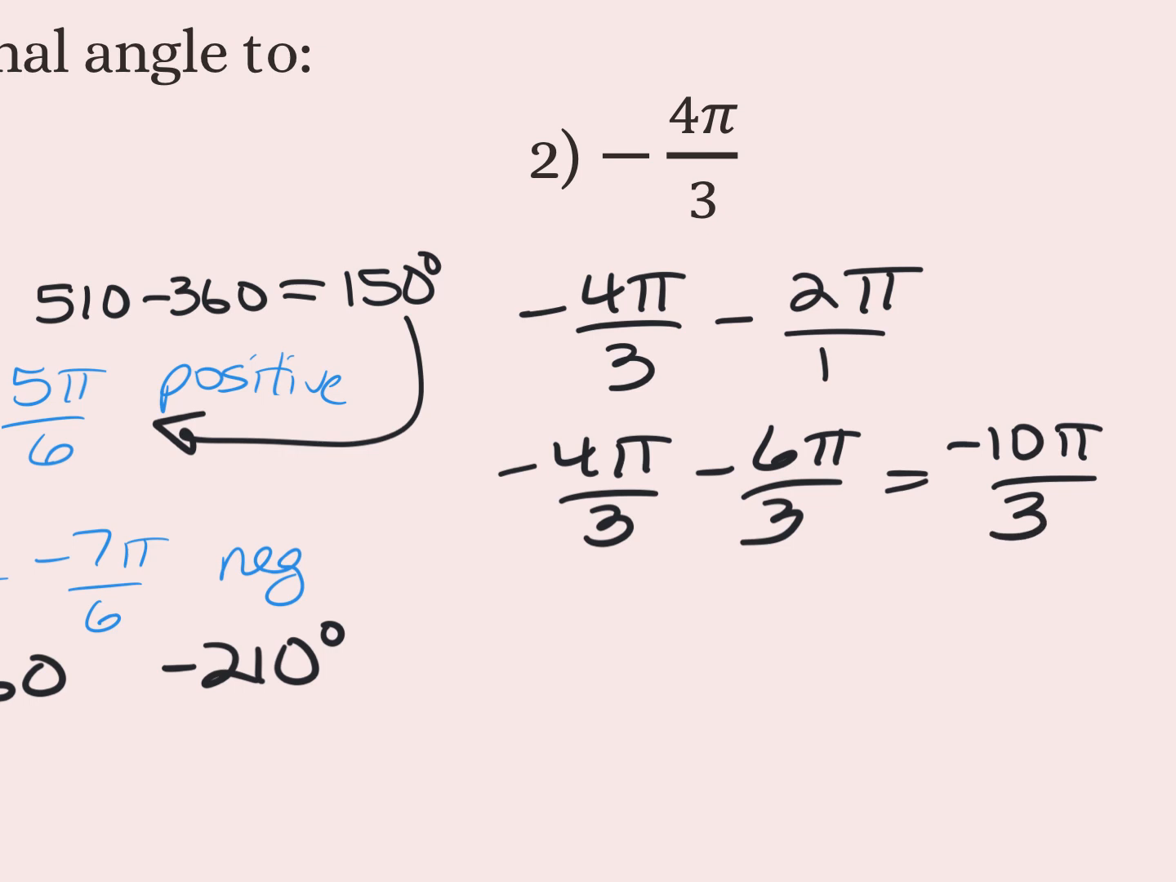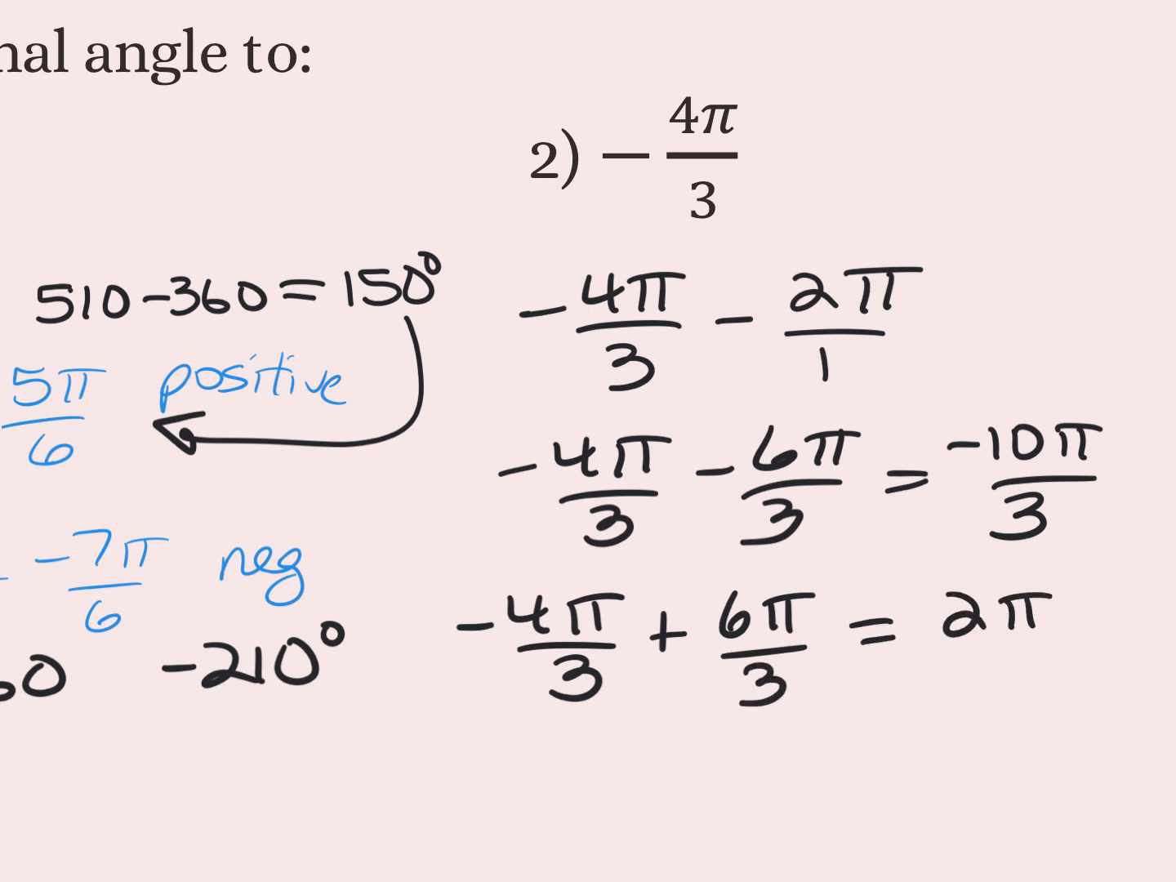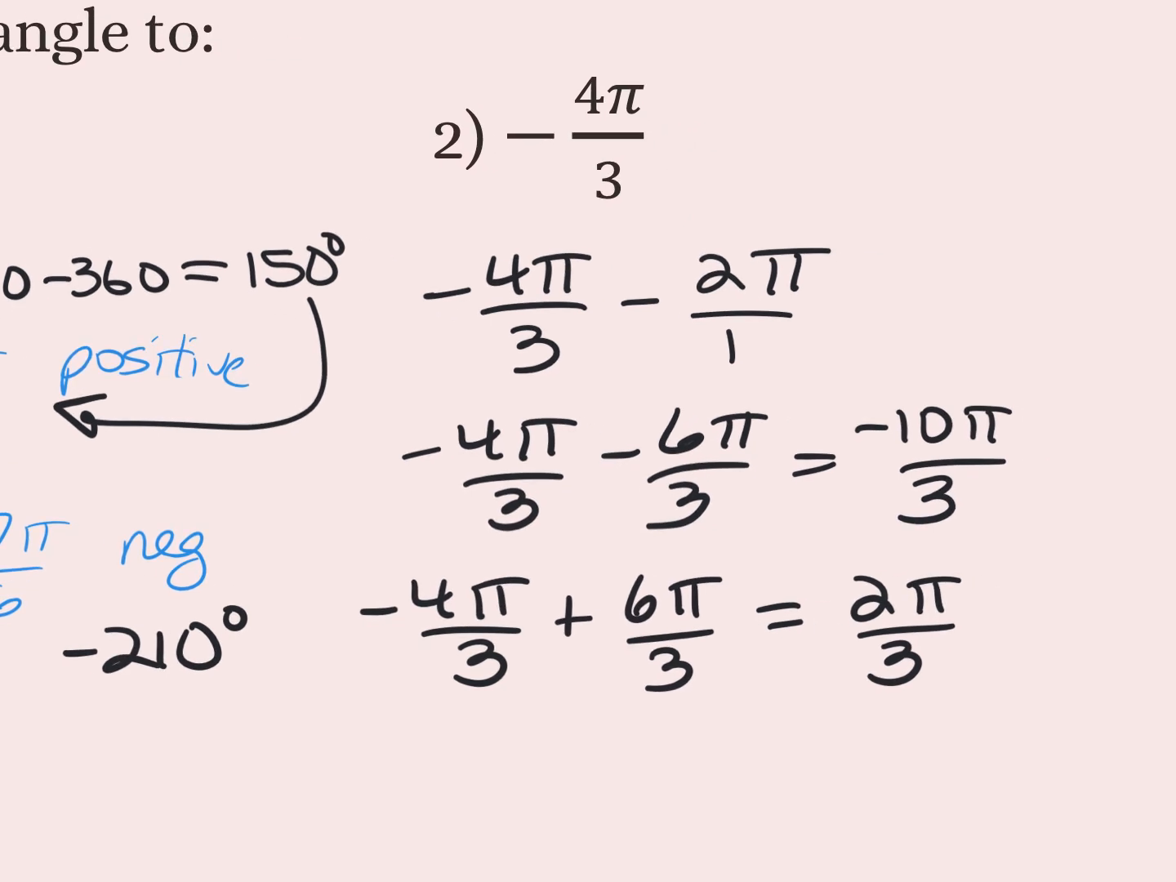To find the positive coterminal angle, I would add 2 pi. And again, I already found the common denominator. So let's just add 6 pi over 3. And I end up with 2 pi over 3. So this is your negative coterminal angle. This is your positive coterminal angle.